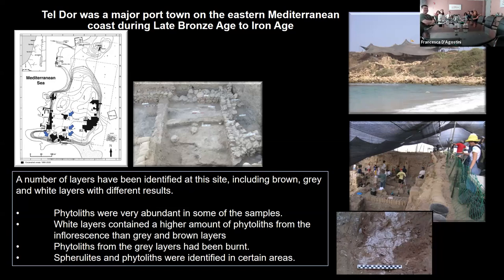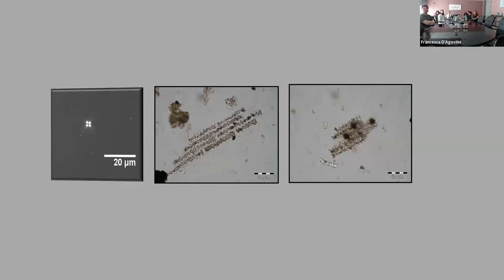The white layers contained a higher amount of phytoliths from the inflorescence than gray and brown layers, which had more leaves. And the phytoliths from the gray layers had been burnt. And then we also found spherulites and phytoliths, not in all the areas, but in many of them. So the first one is the spherulite. When you look at it in cross-polarized light, it has this distinctive cross. You see the dark color of the phytoliths.